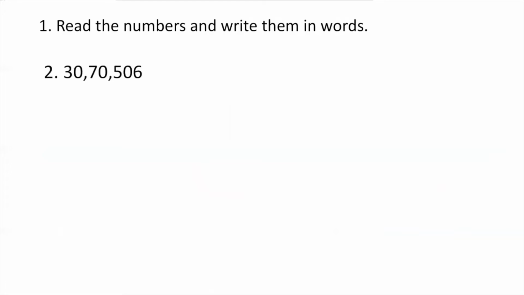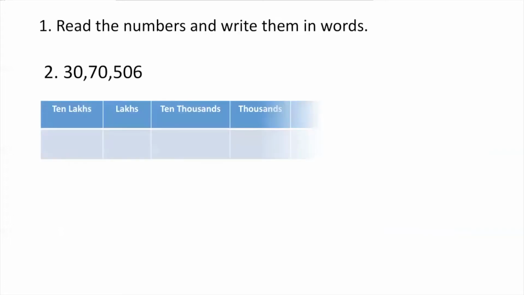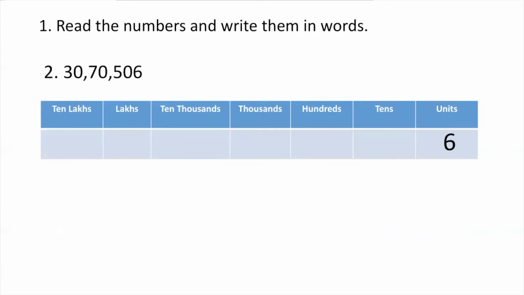So the next number here is 3070506. So first, let's give the places to this number. We have 6 in the units place, 0 in the tens place, 5 in the hundreds place, 0 in thousands place, 7 in 10,000s place, 0 in the lakhs place, and 3 in the 10 lakhs place.